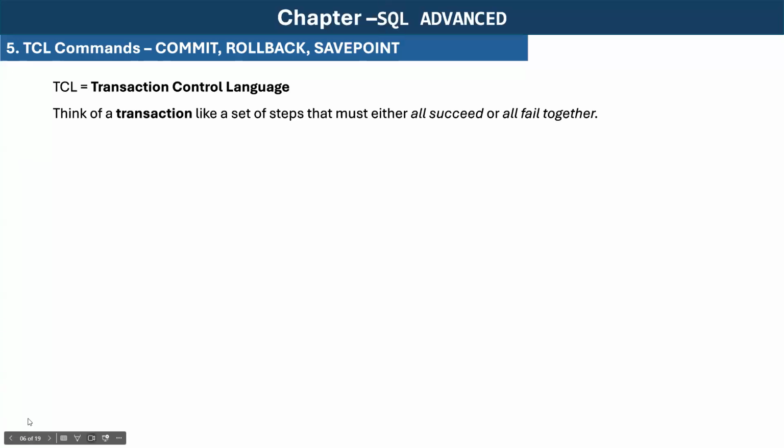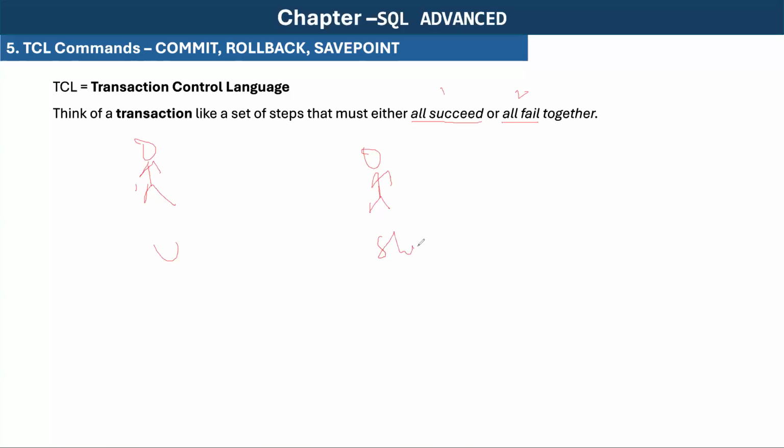So what does it mean? Throughout these TCL commands, we'll be discussing only two cases: all need to succeed, or all need to fail. Those are the two things you need to focus on. Let's take a use case. This is you, and this is a shopping mall; you can consider the shopping mall owner.